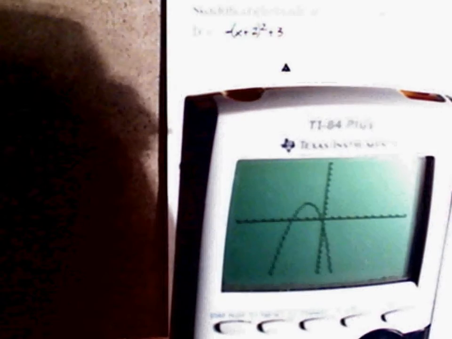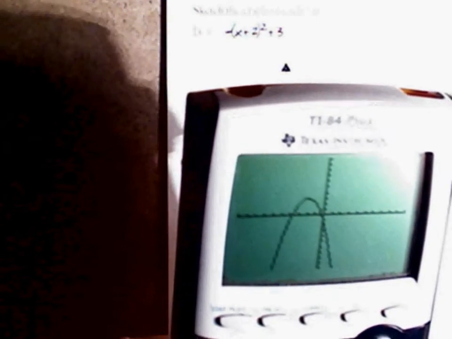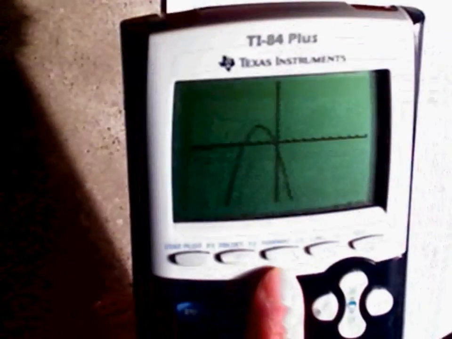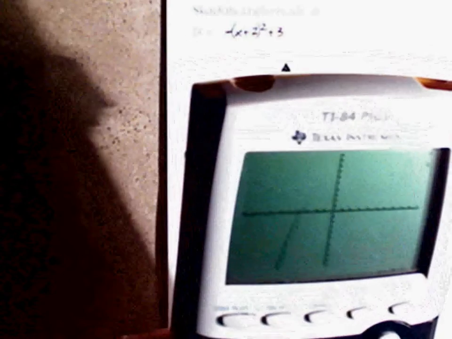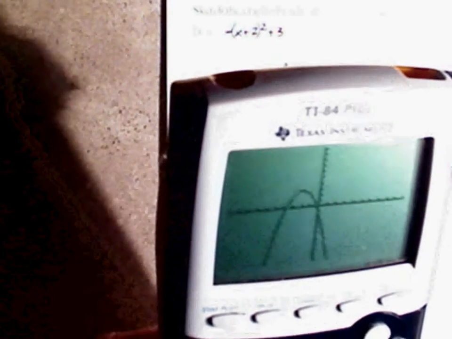Now, if you cannot see that graph, you can always hit zoom, here's your zoom right here, and go to zoom standard, which is 6, okay? So you guys got that graph?